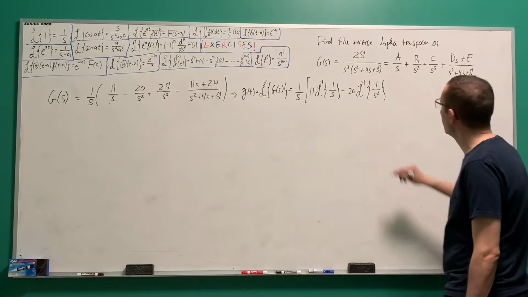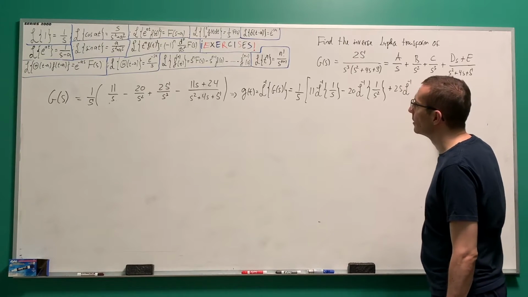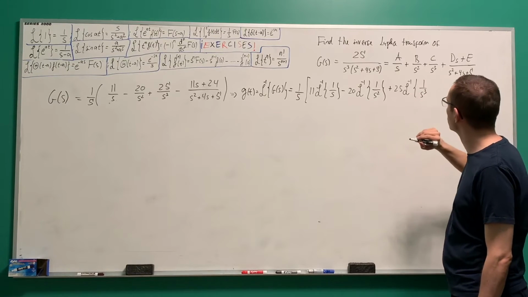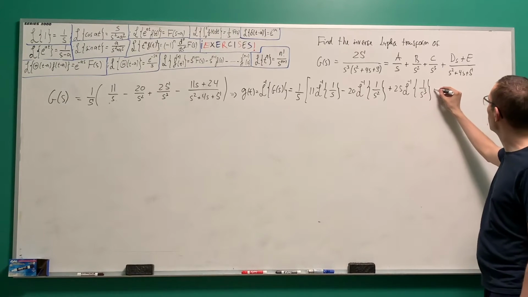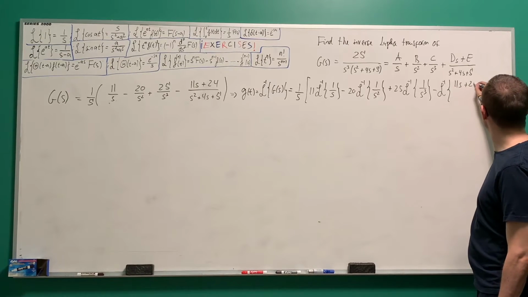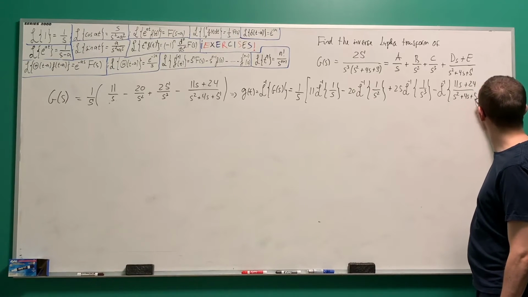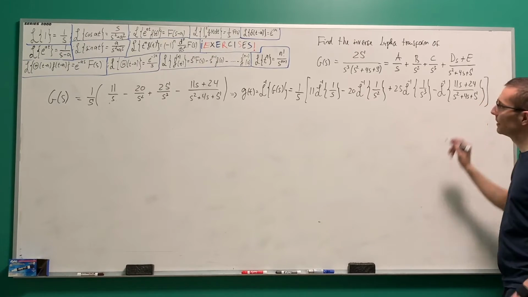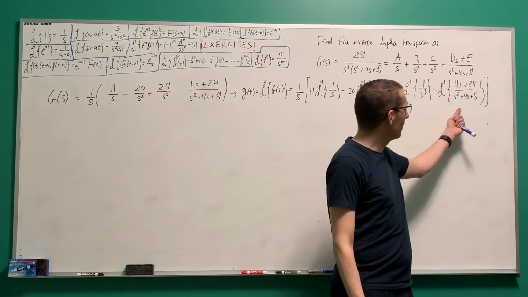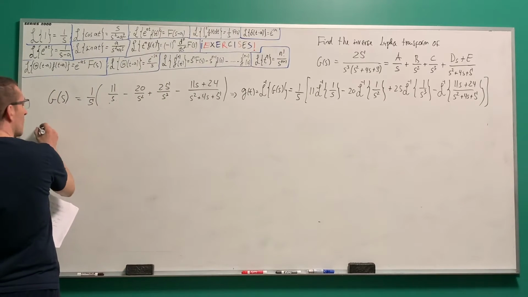Okay? Plus 25 inverse Laplace of 1 over S cubed. Alright? And minus inverse Laplace of 11s plus 24 divided by S squared plus 4s plus 5. Alright? Now let's do the easy ones first. These are easier, and this one is a bit more difficult. So let's do that.